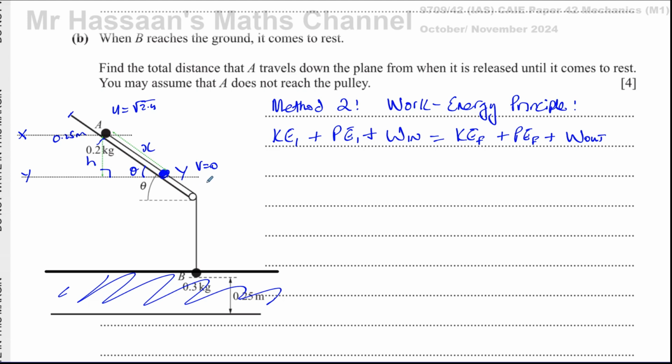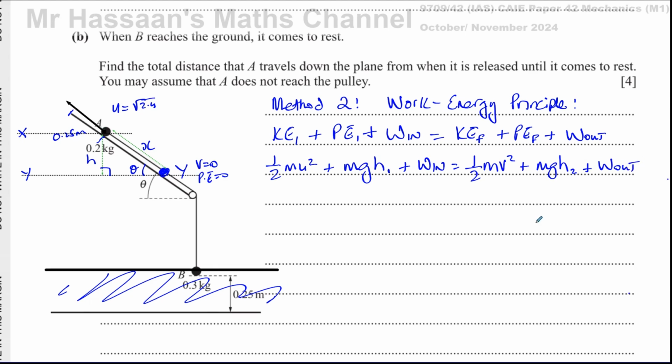Now if we use the work energy principle on this, in the beginning, its kinetic energy, remember, kinetic energy is a half mv squared, or initially it will be half m u squared, plus mg times the height that it started off with, plus the work in, which we're going to discuss in a minute, equals the final kinetic energy, which is a half times m times its final speed squared, plus mg and its height in the second situation, plus the work that's gone out of the system.